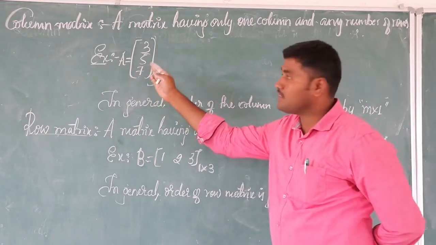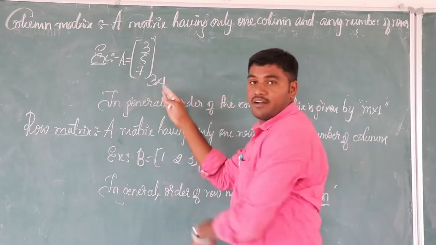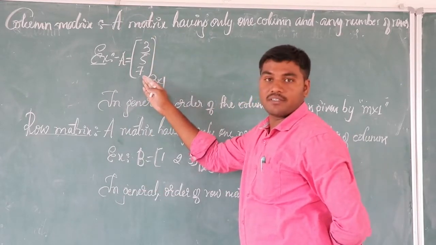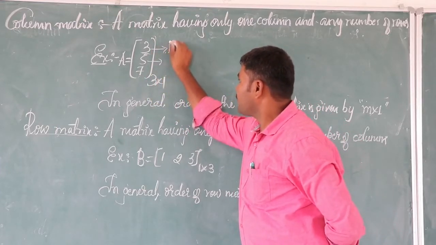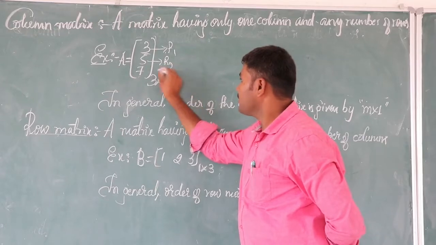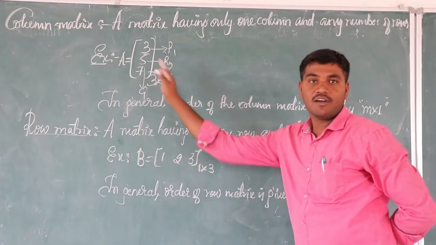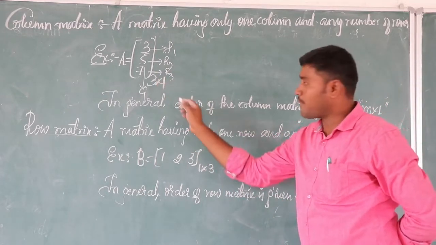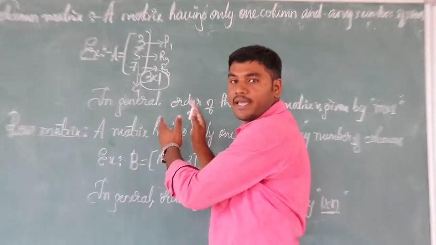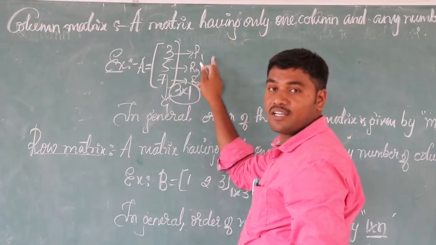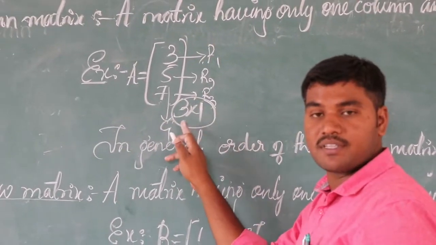Now for example, matrix A is a column matrix and it has only one column of elements and any number of rows. These are all rows. Here first row, second row and third row, and only one column. That is called column matrix. Order means number of rows by number of columns. Here there are 3 rows and only one column. Hence its order becomes 3 by 1.